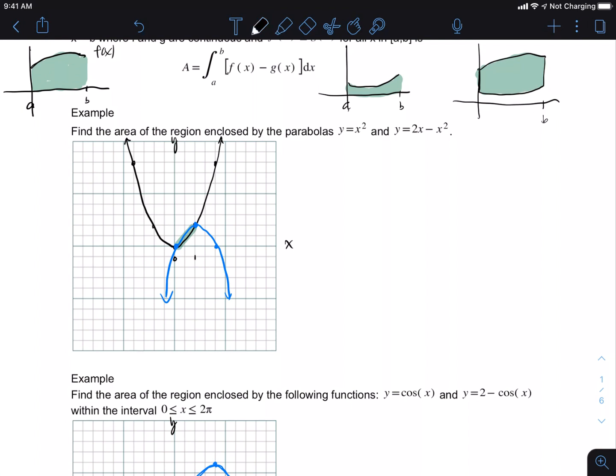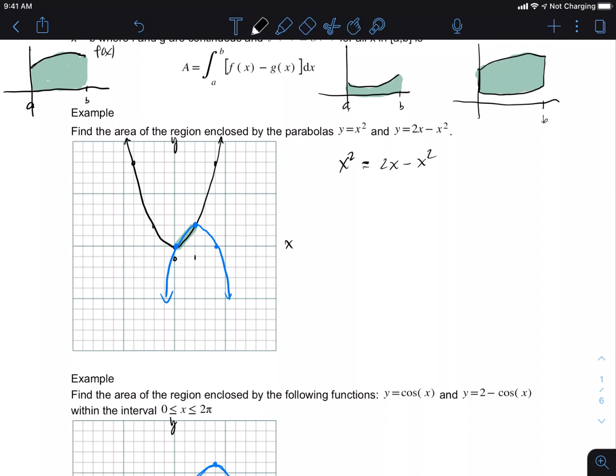And how do we find the bounds? What do we see the two functions do? They overlap. Well, they intersect. And since they intersect, that means that the functions are equal to each other, and it looks like they're equal to each other at 2 points. So what we need to do is we're going to go x squared is equal to 2x minus x squared, and then from there, we're going to solve this thing to find out what the bounds are. This is just to find the bounds.